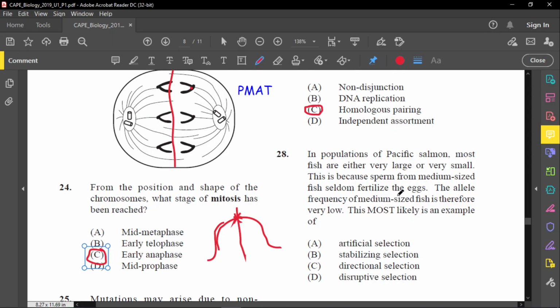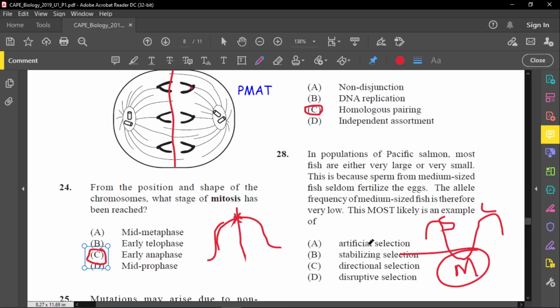So now, what is important? The medium size. What this statement is saying is that the small fish are high, the medium size are low, and the large fish are high. So this will represent the medium, this will represent the small, and this will represent the large. So when the medium sizes are fewer, what is taking place here is what they call disruptive selection.